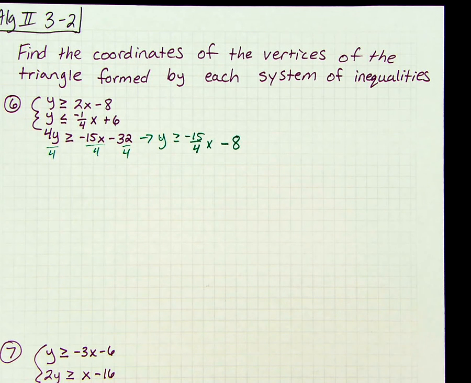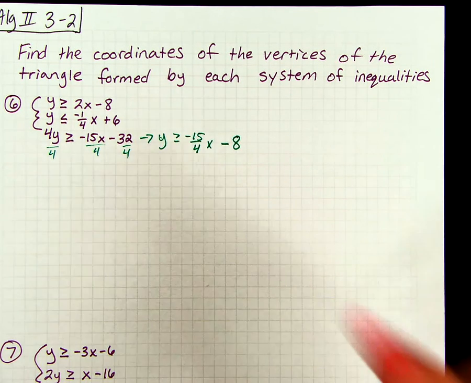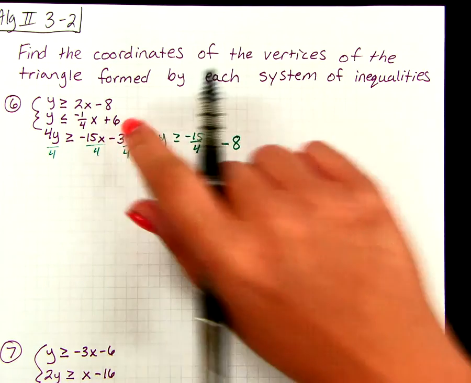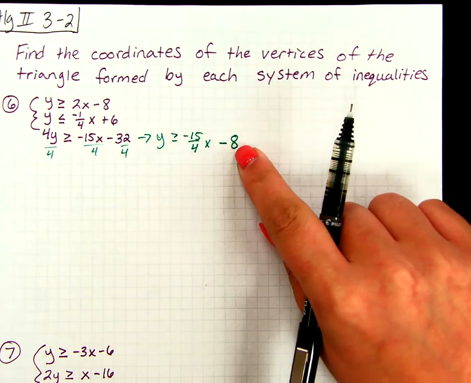Alright, so now we can start graphing. So I'm going to make my graph paper fairly large because we are starting up at positive 6 and going all the way down to negative 8.